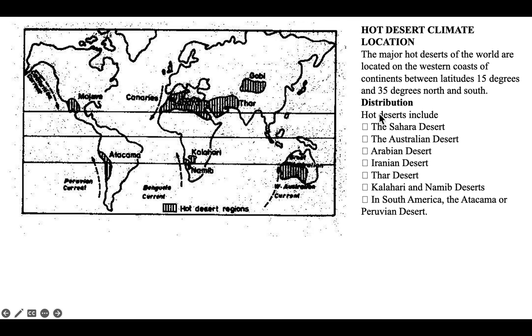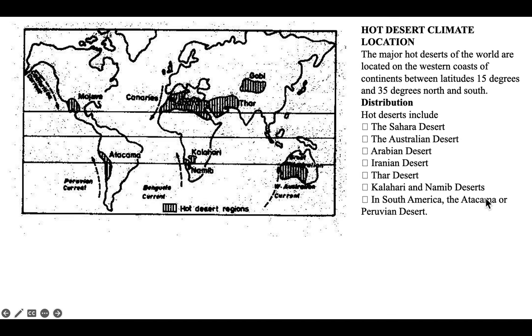Yes, so the hot deserts, we have to know them, because the examiner can ask you about hot deserts. So we have the Namib Desert here, and then this one here is the Kalahari Desert. And then we have the Atacama Deserts. And then also we have the other ones that are present. We have Arabian deserts, Iranian desert, Thar Desert, and then also we have Kalahari and Namib deserts, and then we have South American.